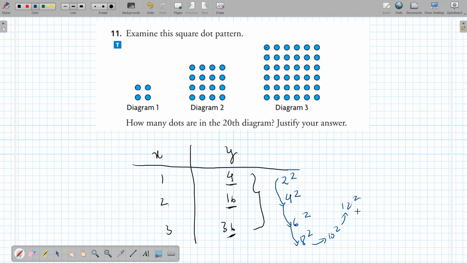Now what's the pattern? What's the equation here? For 1, you have 2 squared. For 2, you have 4 squared. For 3, you have 6 squared. So y is going to be something squared.